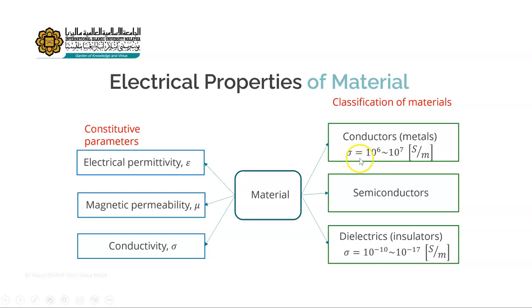So the conductivity is very high, which is around 10 to the power of 6 to 10 to the power of 7 in Siemens per meter. And then you have semiconductors, which is still a conductor but much lesser than the metals. And finally are the dielectrics or insulators. The conductivity is very low, which is between 10 to the power of minus 10 to 10 to the power of minus 17, in Siemens per meter. So dielectrics is the opposite of conductors.